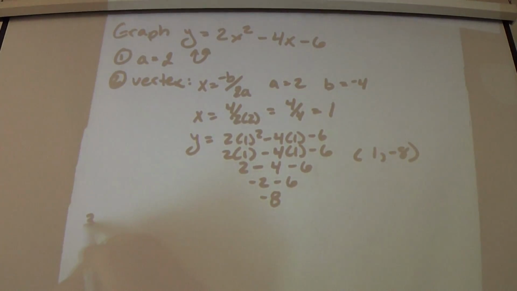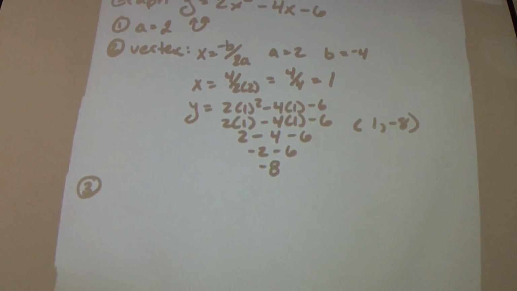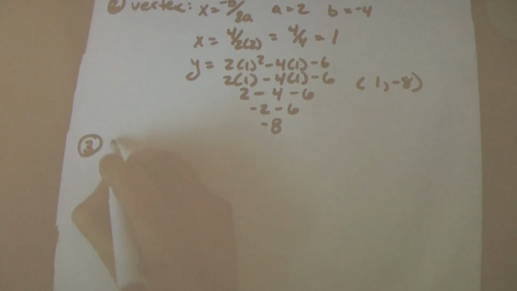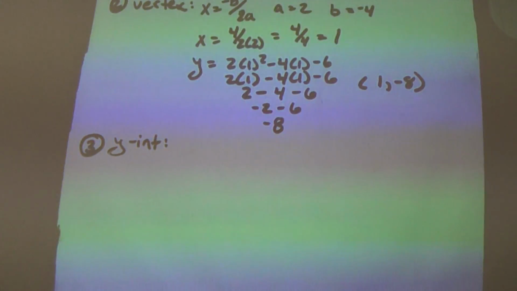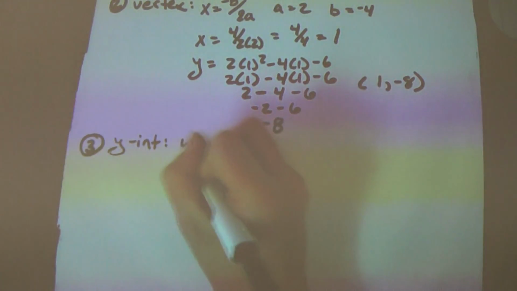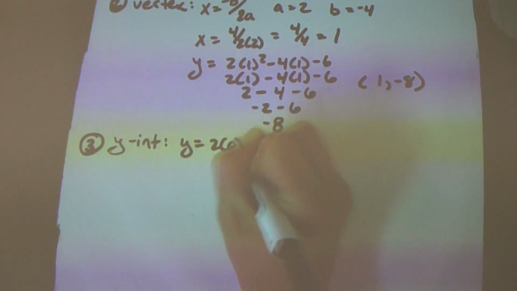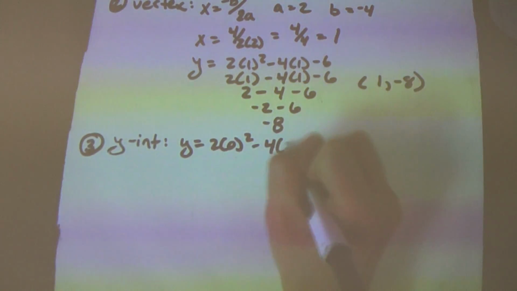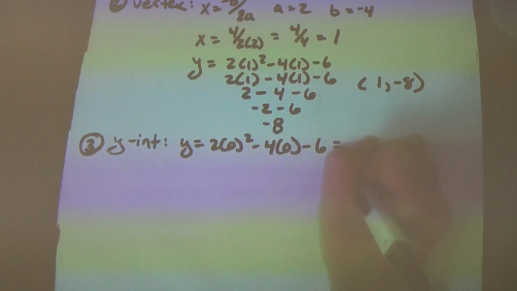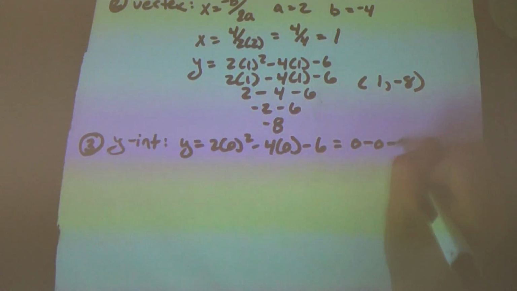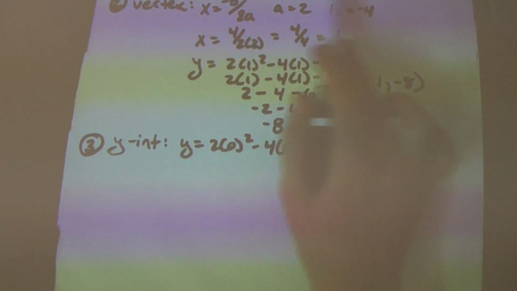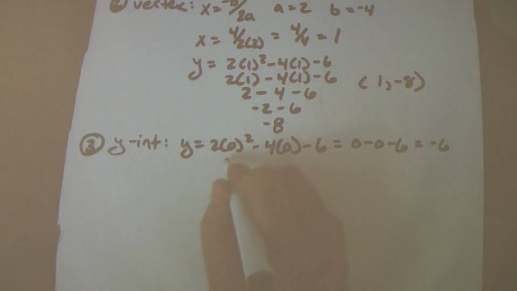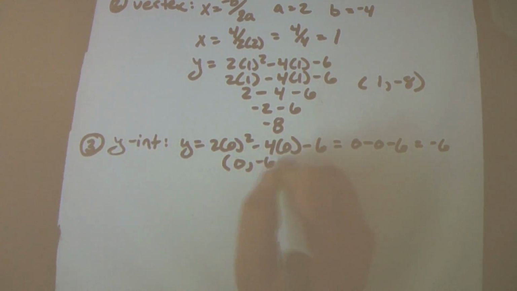Alrighty, step number 3. Again, none of this is new. So step number 3 is the y-intercept. How do we do that? Yeah, you plug in the 0 for all of the x's. That gives me 0 minus 0 minus 6. So I get negative 6. Again, if you remember, if I'm in standard form, it's always going to be that back. So my y-intercept is 0, negative 6.